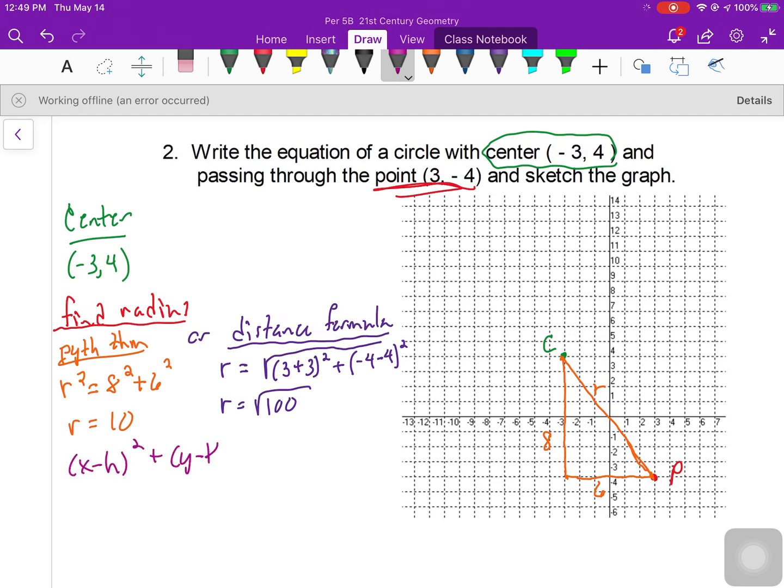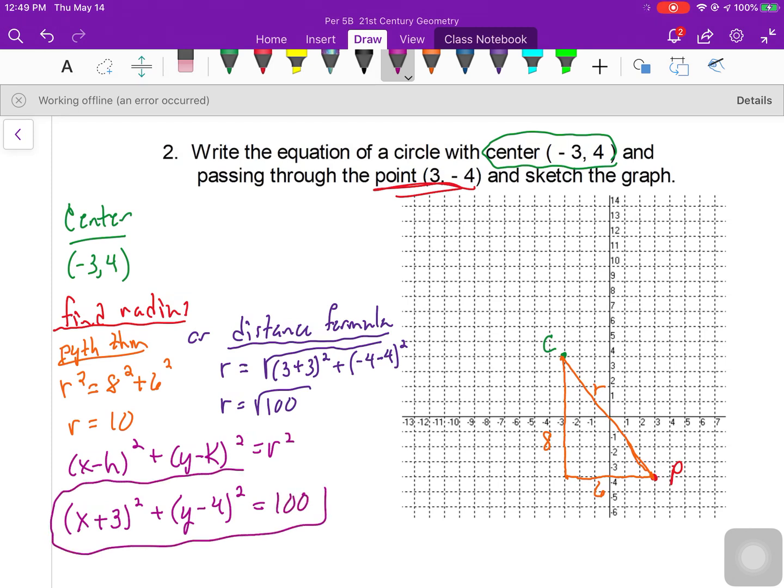And now we're ready to write our equation. Our equation is going to fit this form: (x - h) squared plus (y - k) squared equals r squared. Keep in mind we have to use the opposite of those center coordinates. So it would be x, and then the opposite of -3 is +3. And then y, and the opposite of +4 is -4, squared. And then we need the radius squared, 10 squared being 100. So there we have our equation.